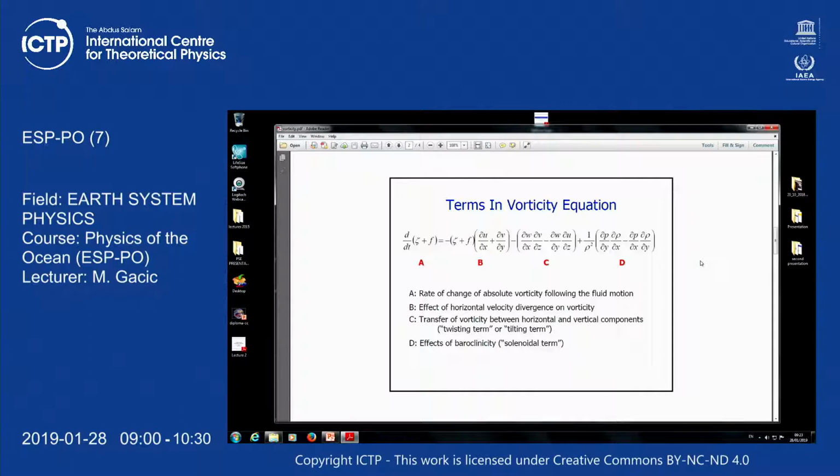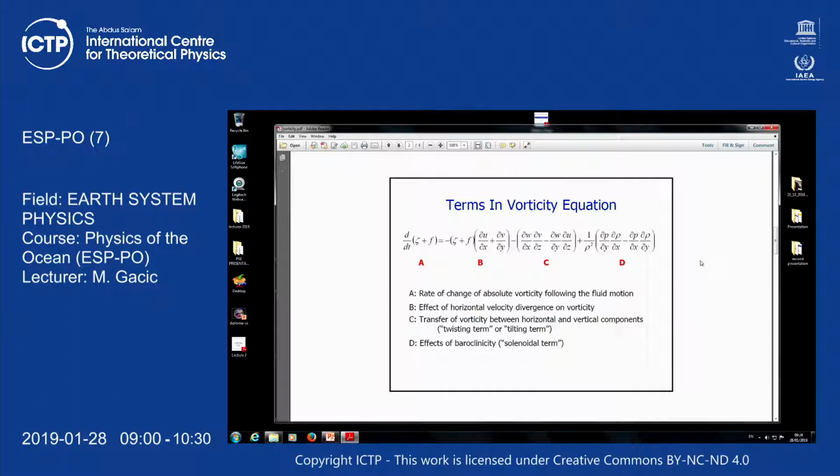Then we have the effect of horizontal velocity divergence on vorticity. This is the divergence term. This is the vorticity, right? And if you have divergence or convergence, that means you have changes of, for example, the x component of velocity in the x direction. So this term here shows the effect of horizontal velocity divergence on the vorticity, multiplied obviously by the absolute vorticity term.